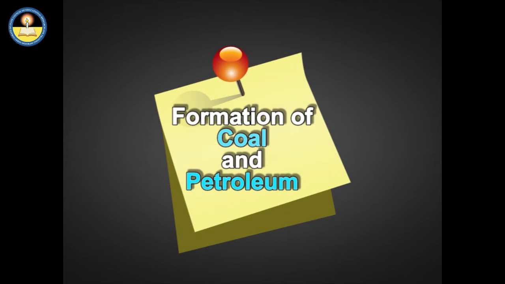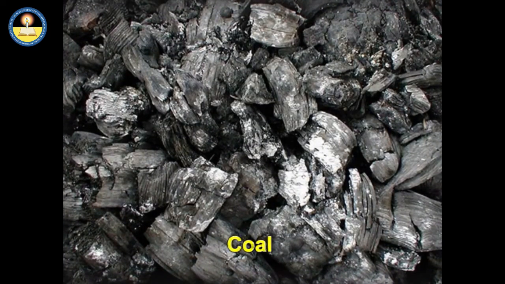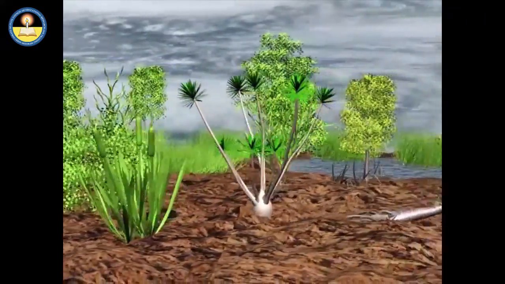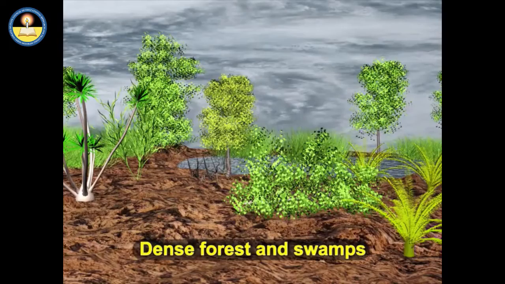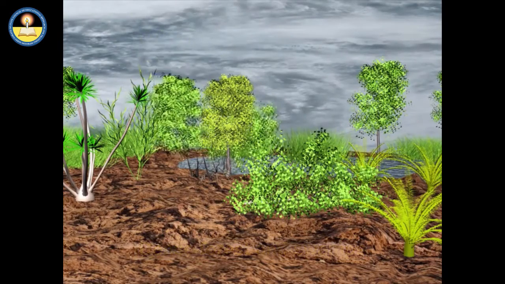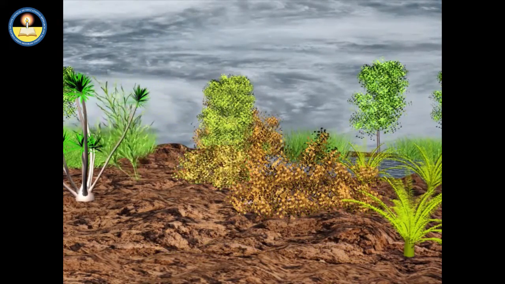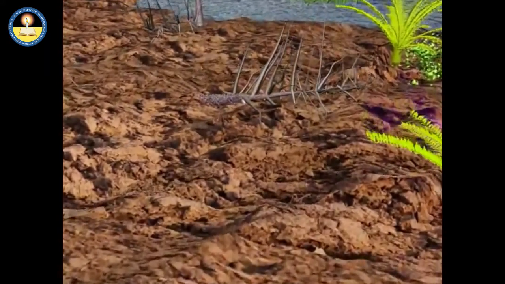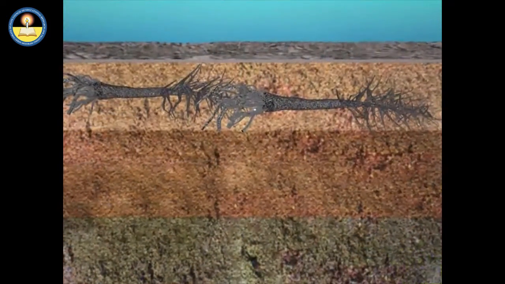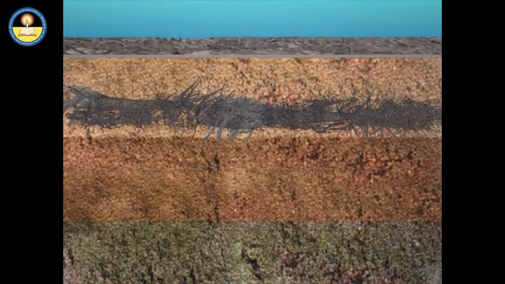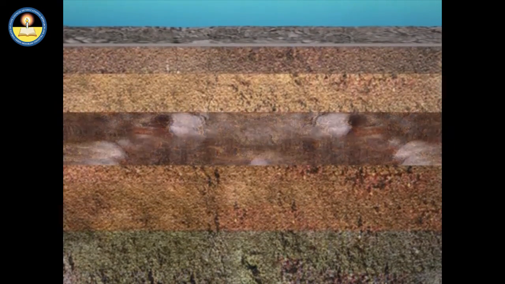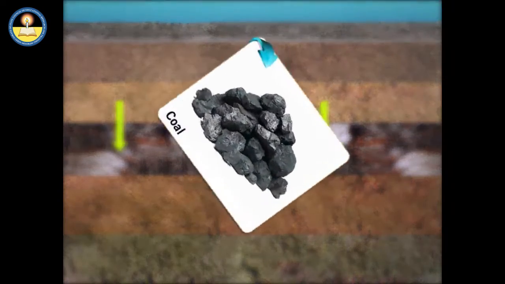Formation of coal and petroleum. Let us learn about the formation of coal. Millions of years ago, most of the earth crust was covered with dense forests and swamps. As plants died, they were gradually covered by mud and sand in swamps. High pressure and heat acted on this partially decayed plant material over a long period of time and converted them into black solid called coal.